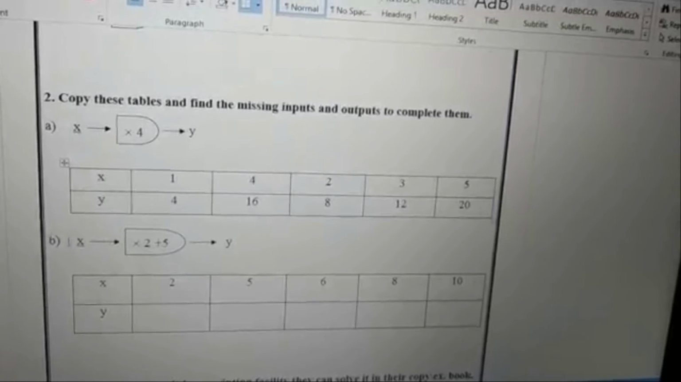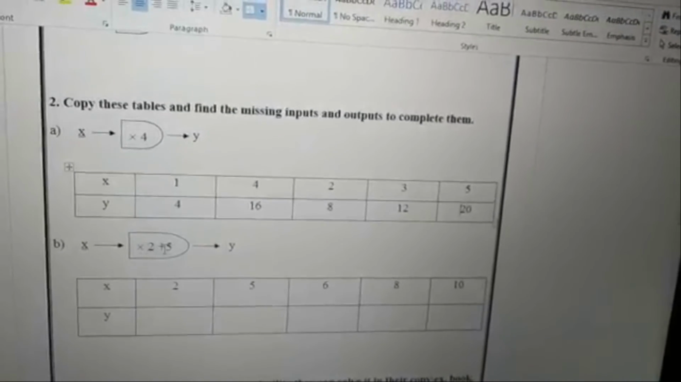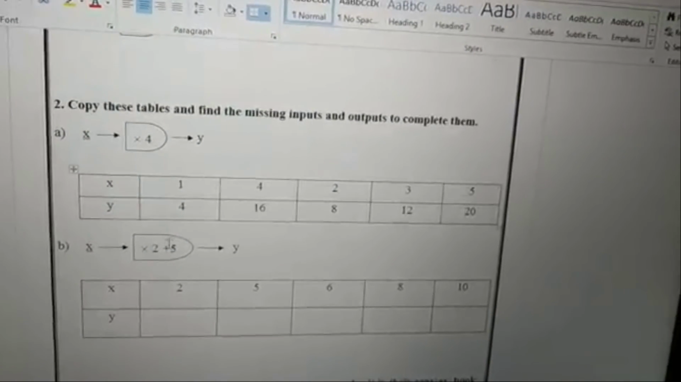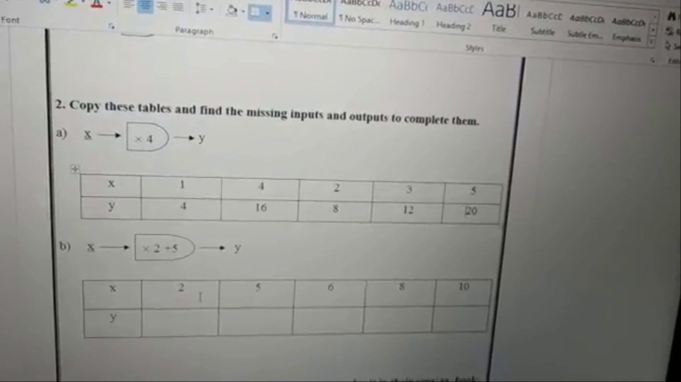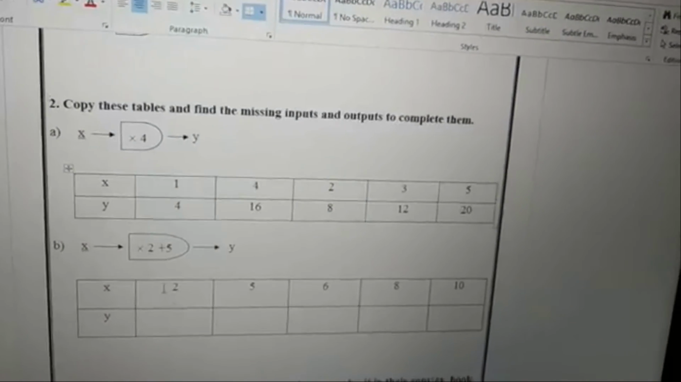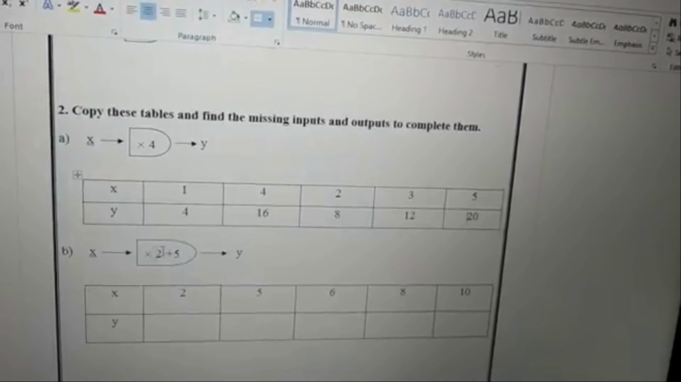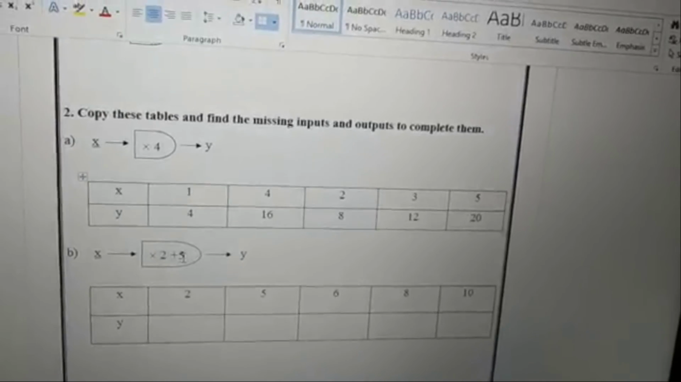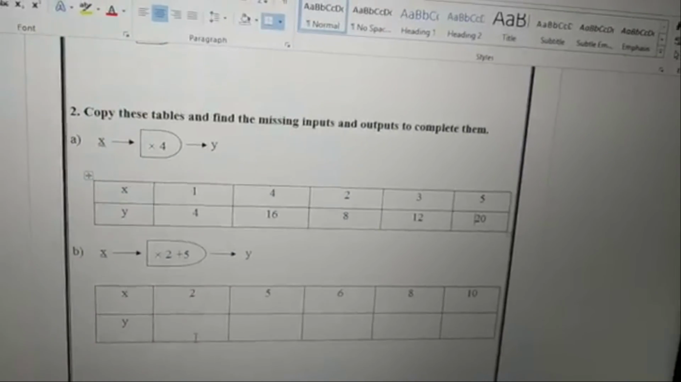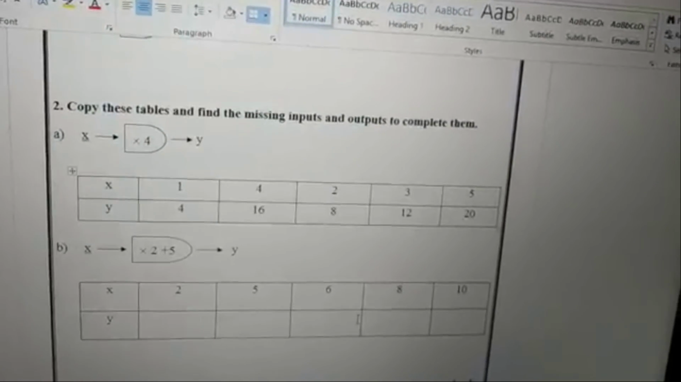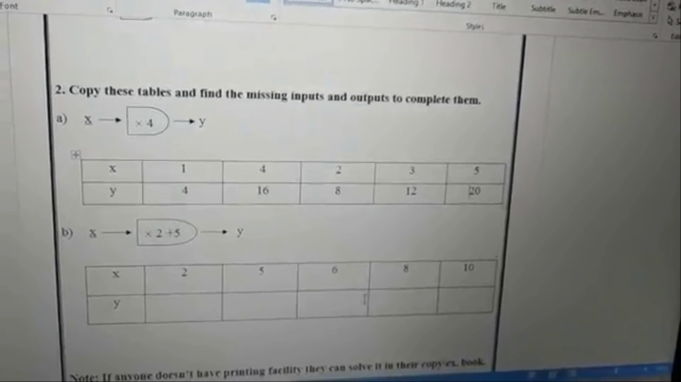Now see number B. In question number B, the input is x and the rule will be multiply by 2, then plus 5. Then you get the output. That means you have to multiply the input number by 2 first, and then you have to add 5 to that answer. For example, here the input is 2. So 2 multiplied by 2 is 4. Then 4 plus 5. Then you will get the output. Same process for all of this. So hope you understood it.